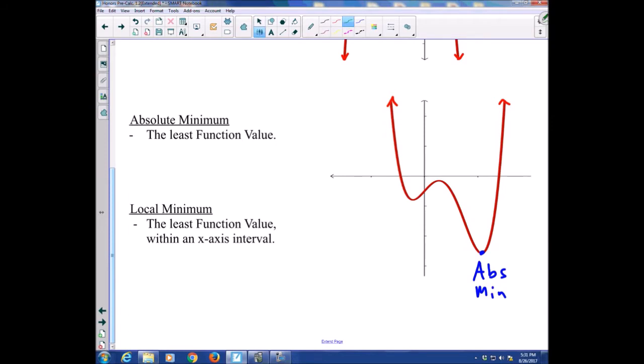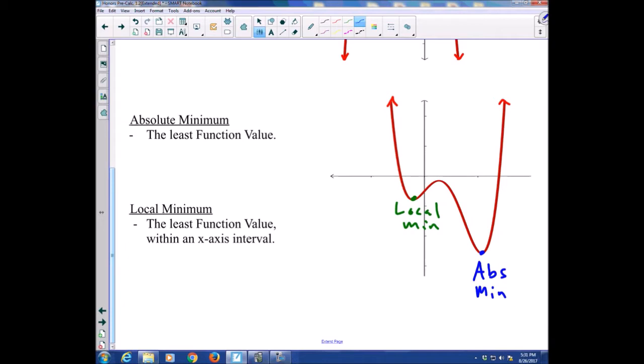Similarly to local maxes, we say that local mins are function values within an interval on the x-axis. So again, if I draw this interval out right here, I can see that this ordered pair is going to contain a local min. And again, all absolute mins are local mins, and it's only if the local min also happens to be the least function value that we attain that we could call it the absolute min.